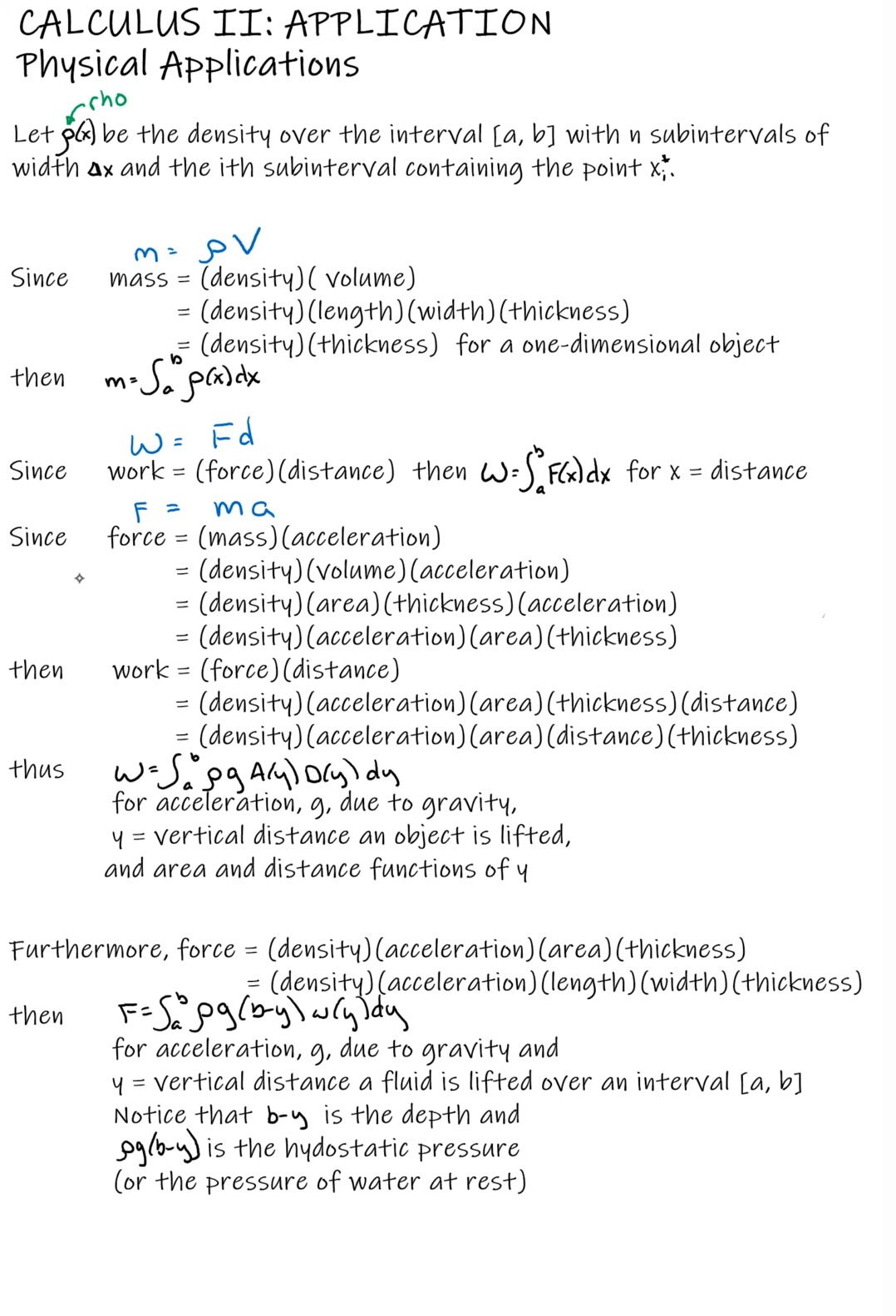So let's let rho of x be the density over the interval from a to b within subintervals of width delta x and the ith subinterval containing the point x sub i star. Now all of this is to allow us to build a Riemann sum, which allows us to transition to an integral.